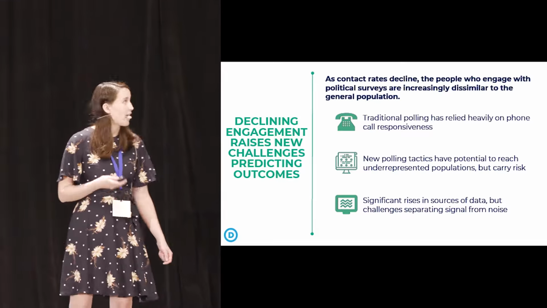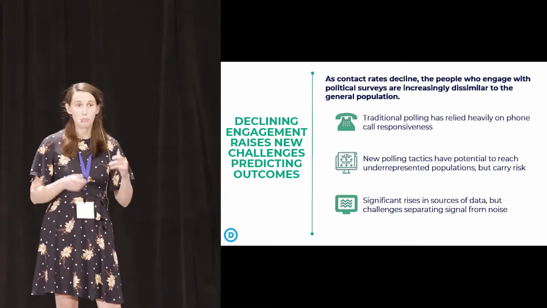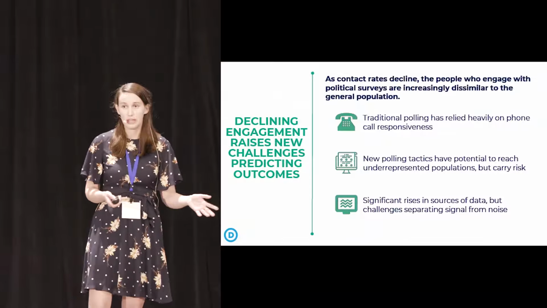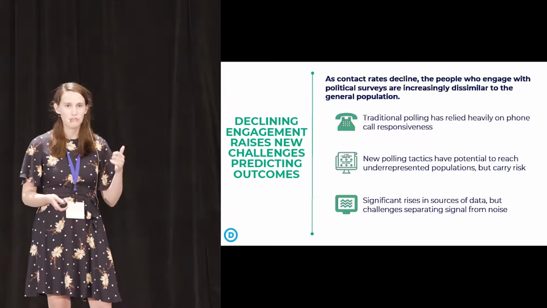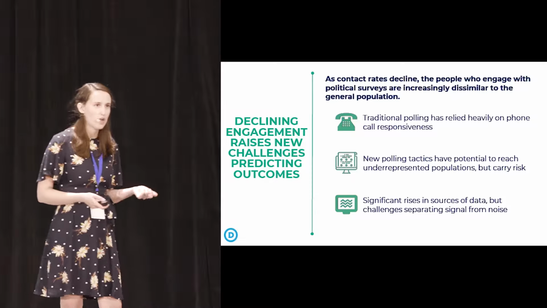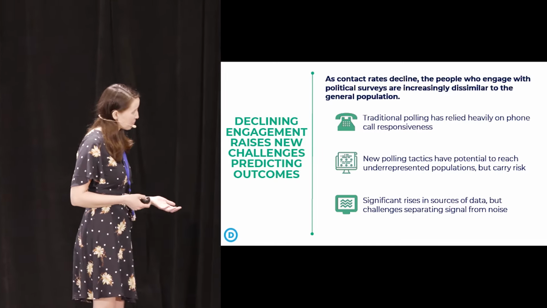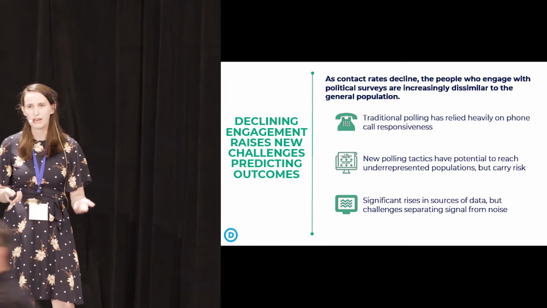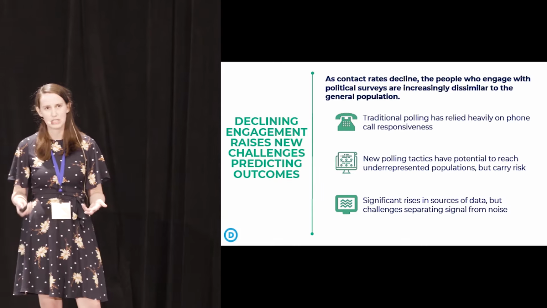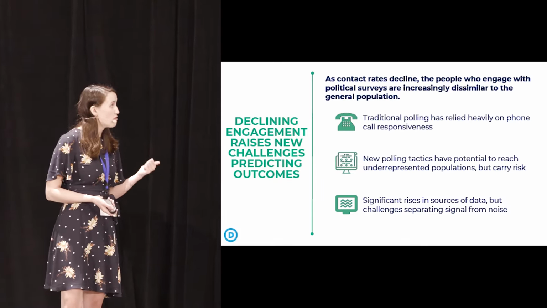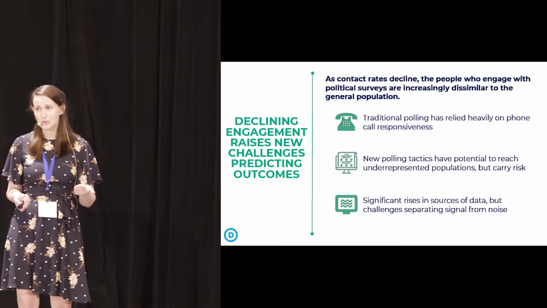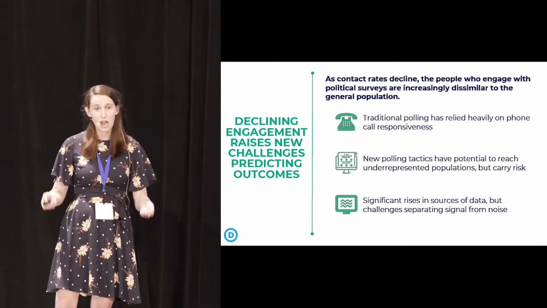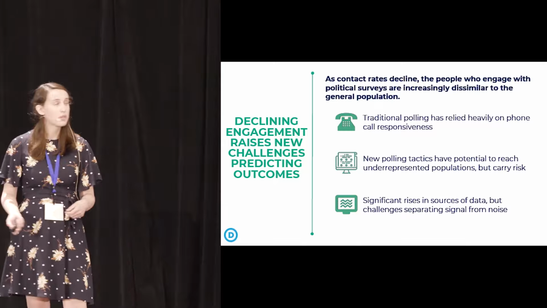Political polling has historically relied primarily on phone calls to voters, and until relatively recently has relied on phone calls to voters with landlines to have conversations about their political beliefs. As phone contact rates have declined, and as we talked about, have declined unevenly across different groups in the population, we know that the people who are answering their phone and engaging in 15-minute conversations with pollsters are probably not representative of the electorate overall.